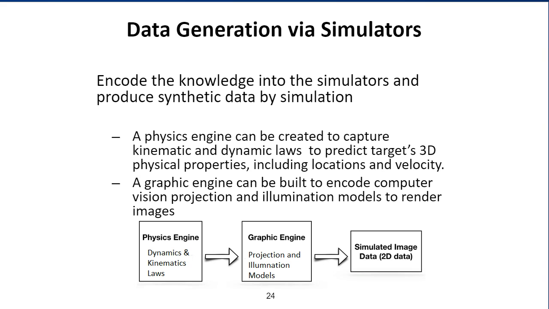In addition, we also have a graphic engine. The graphic engine encodes the computer vision models and theories, including the projection model and the illumination models, right? And given a 3D object generated by the physics engine, it will be able to render a synthetic image. So given these two simulators, we can randomly generate a 3D object of certain physical properties, feed it into the engine. Then it can render the image under different viewpoints, different camera parameters, and different environmental conditions. So this is using the simulator to encode the knowledge, and then run the simulator to generate synthetic data.